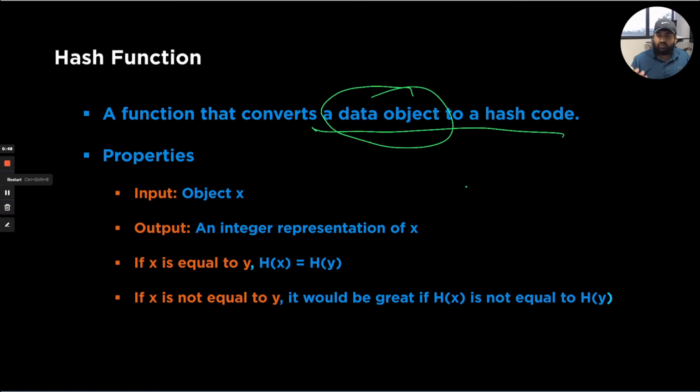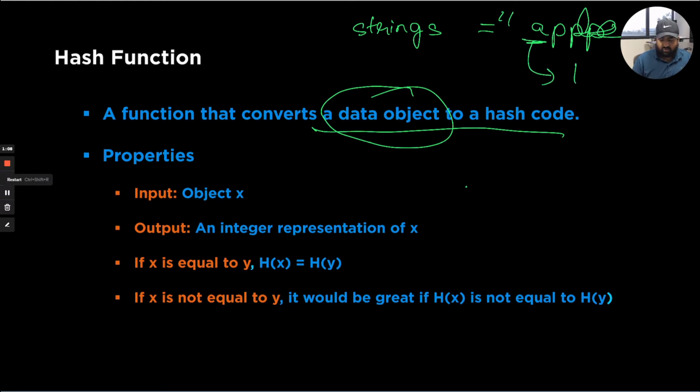And we have already seen a couple of them, when we discussed the first way of representing strings, which is taking the first letter. Like let's say if you had apple, it took the first letter and used its ASCII value like 97. Essentially it is a function that converts any data object into an integer.